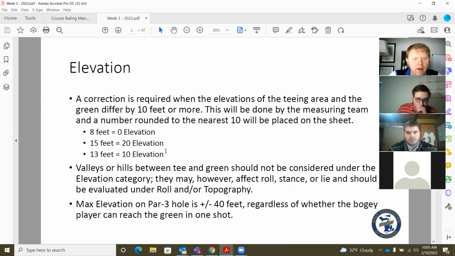The other elevation that we'll talk about in our topography is when we're looking at our approach shot to the green, and that will be evaluated by the rater. But this will be done ahead of time. And the last thing, just for your knowledge, not really important because again it'll be on the sheet: on a par 3 hole, the max elevation is plus or minus 40 feet, even though it may be more or less. So if we had a par 3 that was severely downhill, it could be minus 80 feet, but on the form it'll say minus 40.